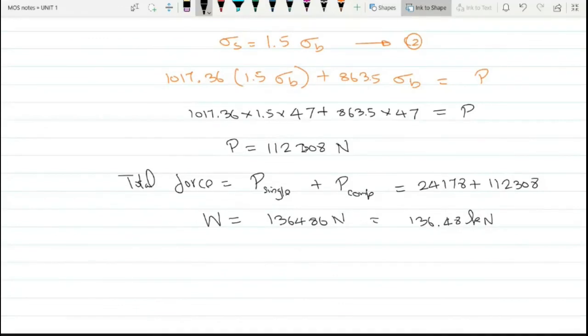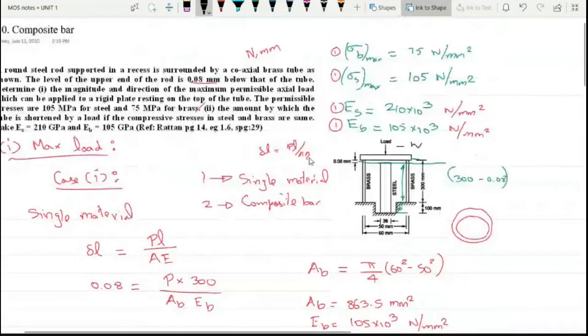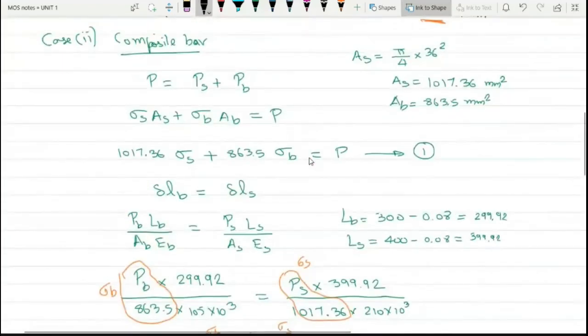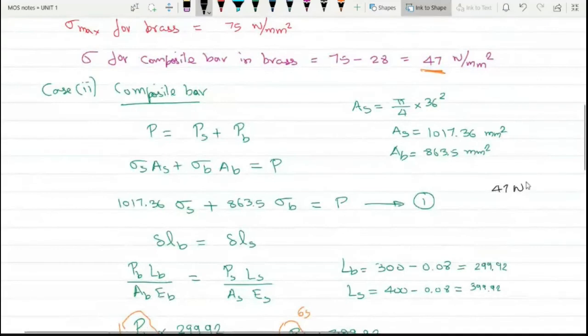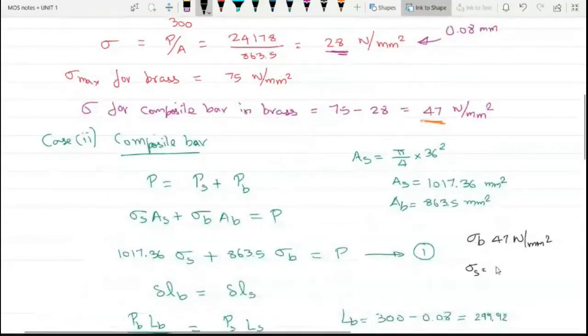Sir, we were given that maximum stress for steel is 105 Newton per mm square. So why didn't we use that in equation 1: sigma S AS plus sigma B into AB equal to P force? Very good question. You have two stress values. One is 47 Newton per mm square, which is for brass. The other is for steel, which is 105.